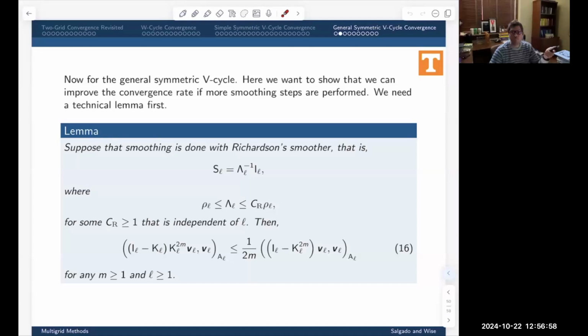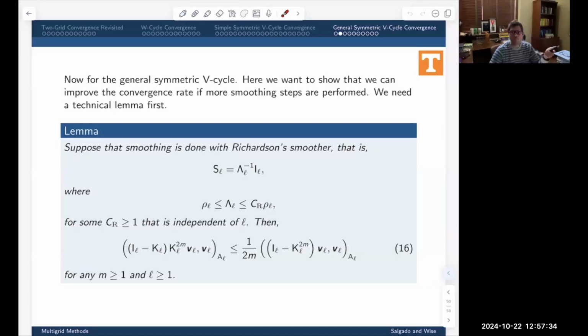We needed a technical lemma for this result, which we stated and proved last time. I'll review what it says here. We won't go through the proof. But we need this technical lemma in order to show the convergence for this symmetric general V-cycle where we're having a number of smoothing operations or iterations which is greater than or equal to 1. And we're going to show that if we have more smoothing operations, then we're going to get a faster convergence.